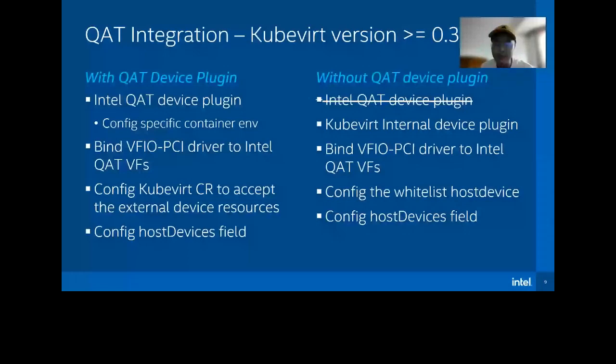Another way, which is very simple and recommended, is using the KubeVirt internal device plugin. We don't need to develop any other PCI device plugin. All we do is configure the environment, like binding the VFIO PCI driver to your device and configuring the allowlist of host devices. Then we configure the hostDevices field in your config YAML file.